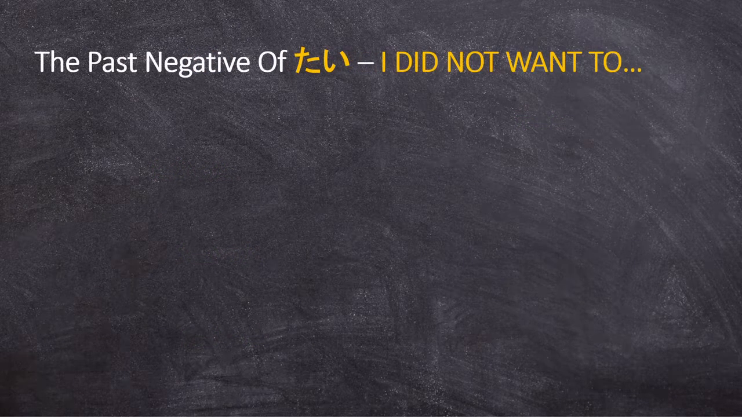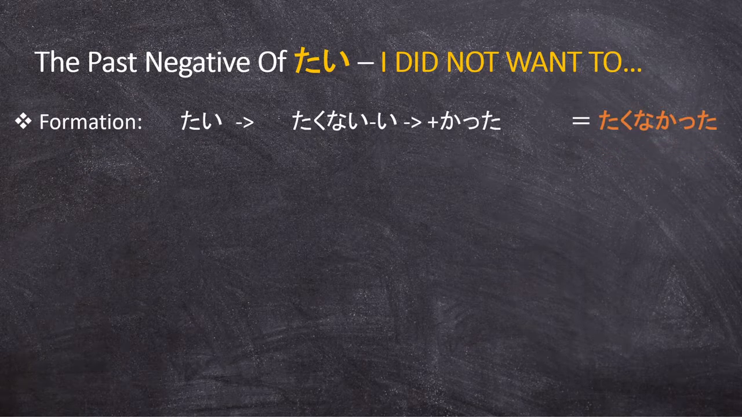Alright, now let's see the past negative of tai. Here the formation process is a little bit more involved because first we must form takunai, then perform two changes. The first one is the elimination of the final i, and after that the second one is the addition of katta, so in the end we get taku nakatta. But this will be a lot clearer in our examples.